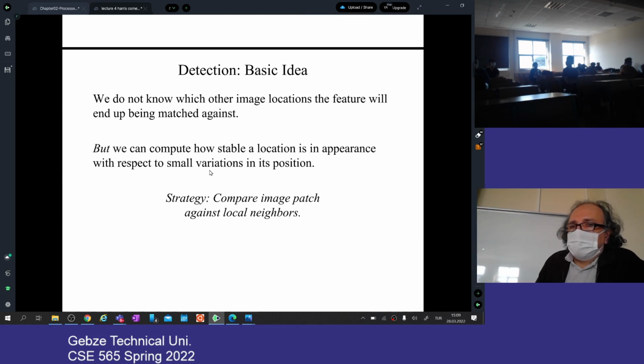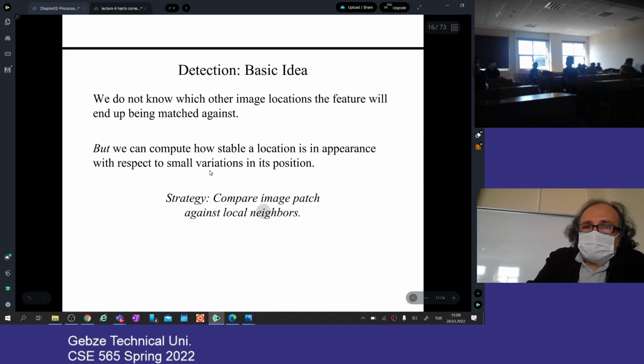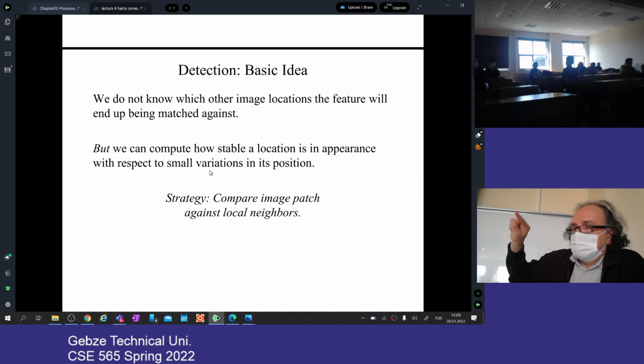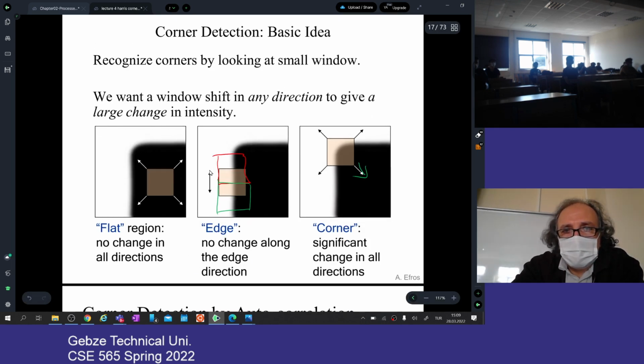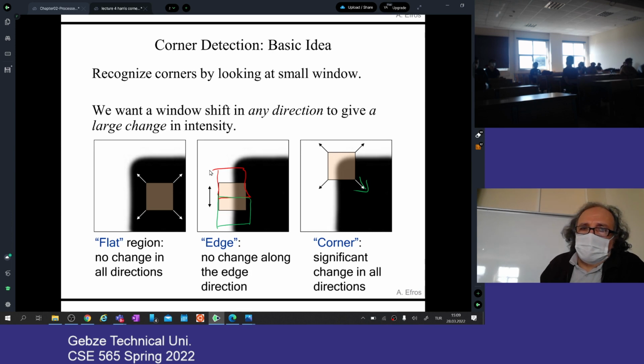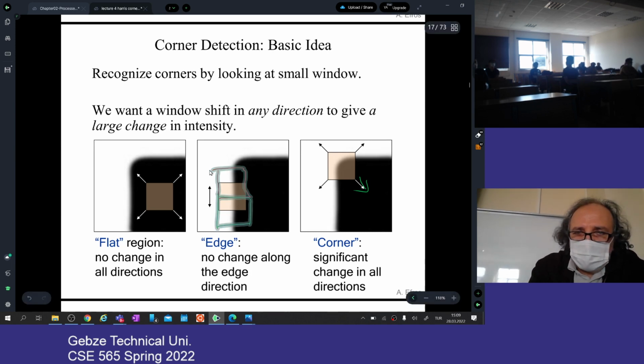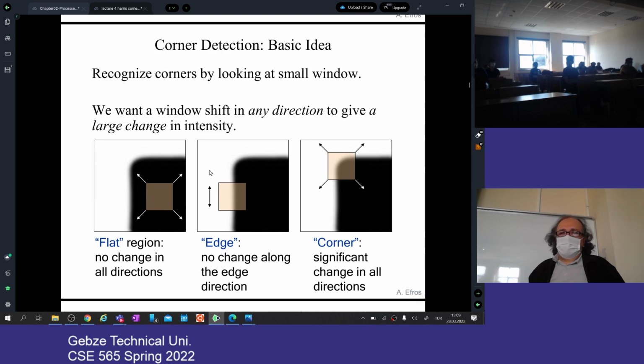We do not know which other image locations the feature will end up being matched against. But we can compute how stable a location is in appearance. So we can say that I found a distinctive point because if I look around, everything changes, everything is different. The strategy is to compare it against all the other regions in the same neighborhood. If anything around it doesn't look like it, then this is a very special point. That's where the idea of corners comes in. Last time I made an introduction on this.